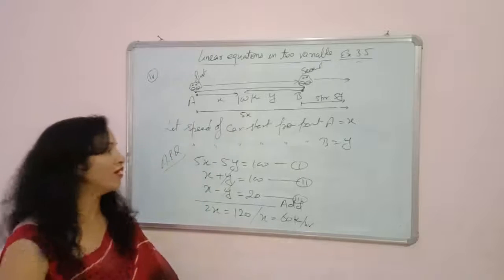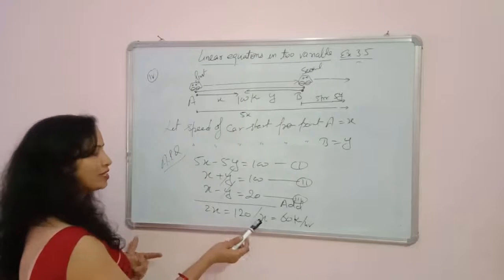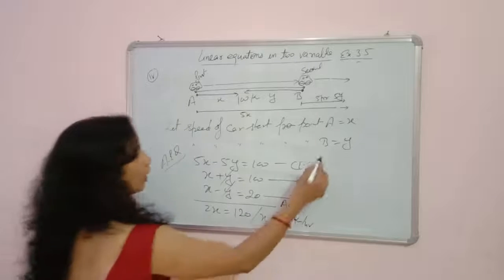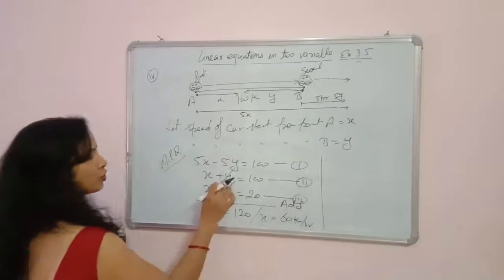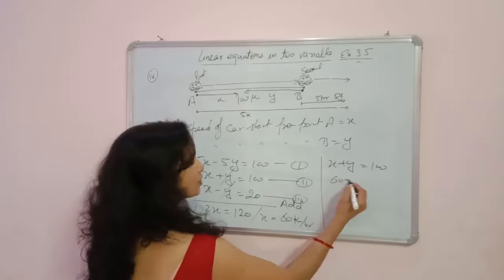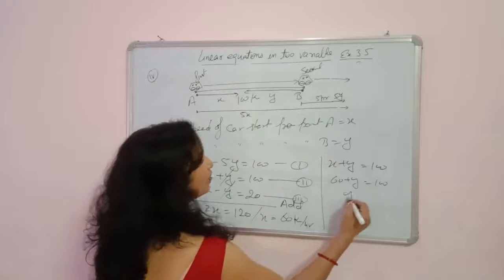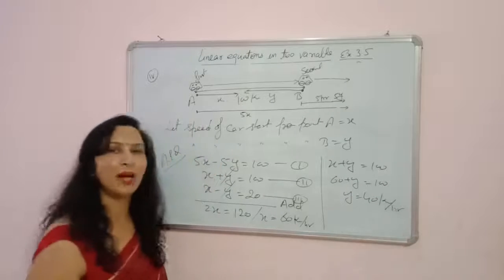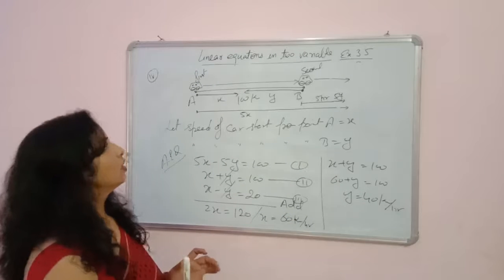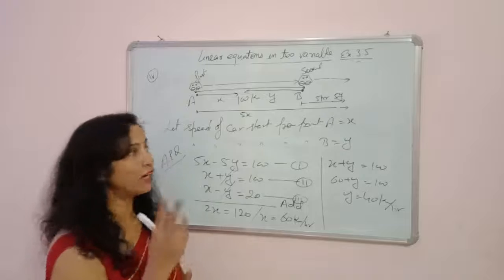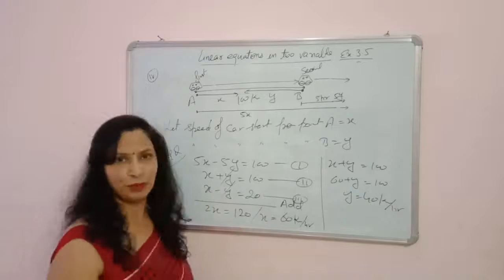And how will you get the value of y? By putting the value of x in any of the equations, either 2 or 3 or 1. So I am putting the value of x in equation 2, that is x plus y is equal to 100. 60 plus y is equal to 100. Then y is equal to 40 kilometers per hour. So again you have to write the answer like: the speed of the car starting from point A is 60 km per hour and the car starting from point B is 40 km per hour.